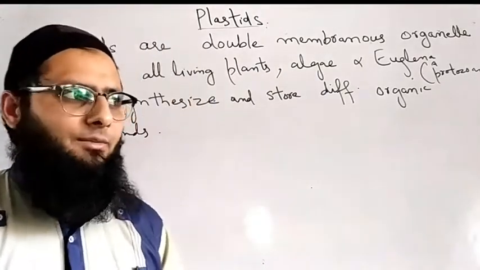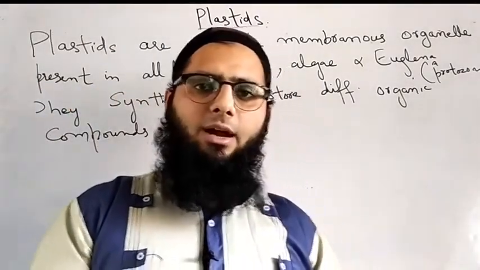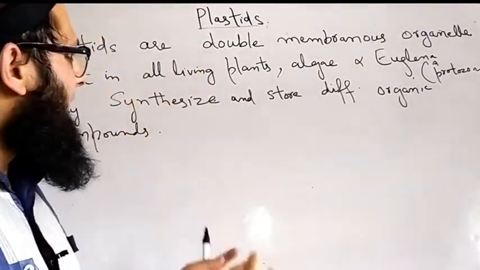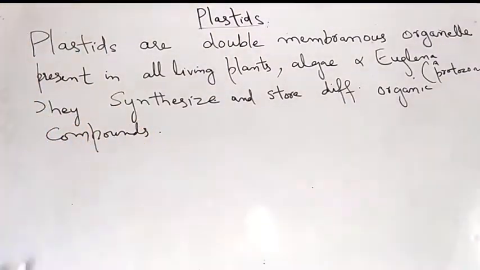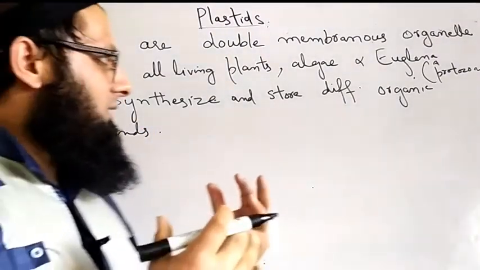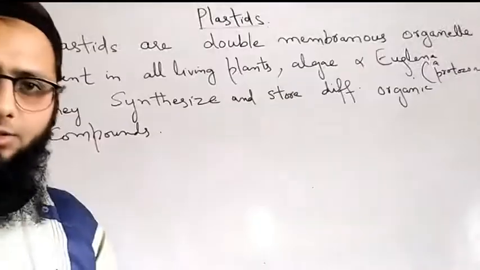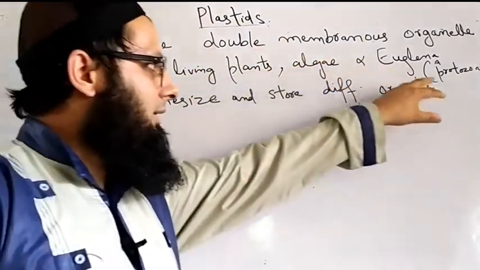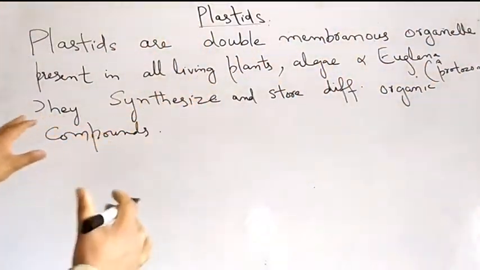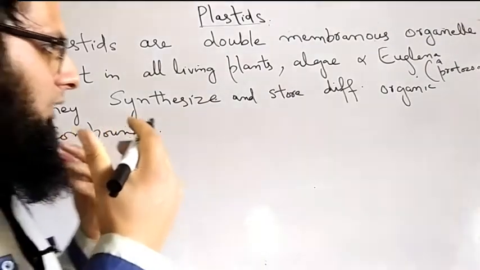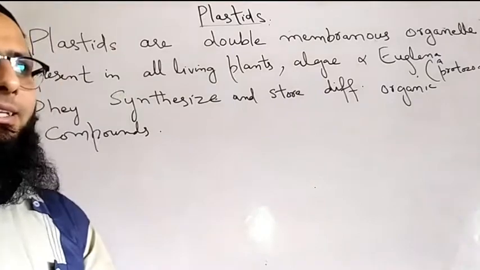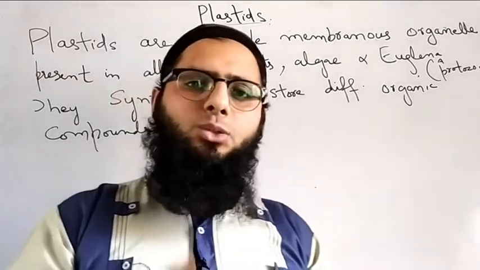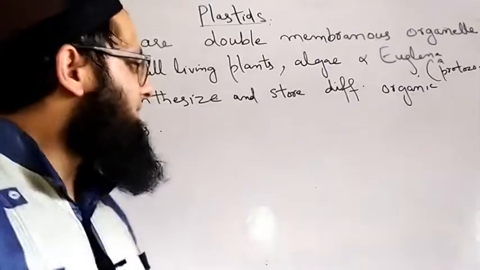As you may know, we have started cell biology for class 11th and we are learning genetics in 12th class. So today we are going to discuss the plastids. So what are these plastids? The plastids are double membrane organelles. They have a double membrane, outer and inner membrane, and are present in all living plants, algae and euglena, which is a protozoan. What is their function? They synthesize and store different organic compounds. These are the second largest organelle inside the cell after the nucleus, the nucleus being the first one.